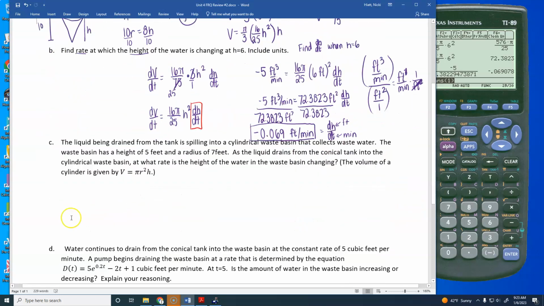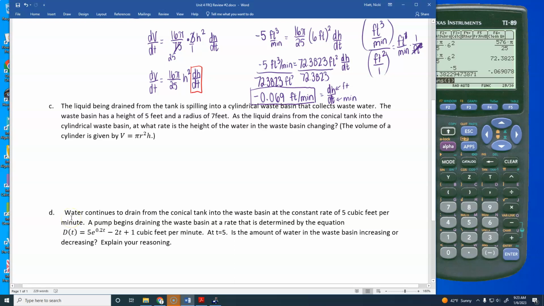Okay, I don't think we've done one like C. Liquid being drained from the tank is spilling into a cylindrical waste basin that collects wastewater. The waste basin has a height of 5 feet and a radius of 7 feet. As the liquid drains from the conical tank into the cylindrical waste basin, at what rate is the height of the water in the waste basin changing? The volume of a cylinder is given by pi r squared times height.